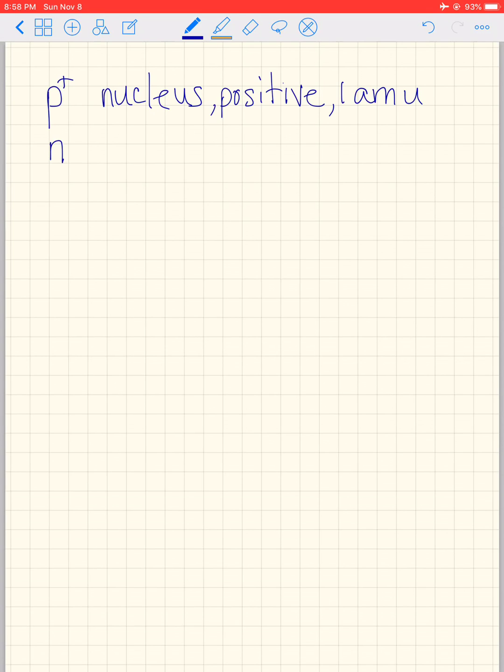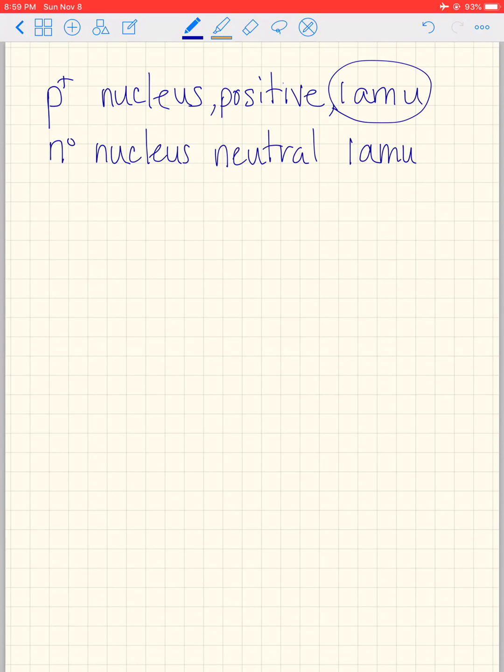So we have the neutron. The neutron also is in the nucleus. It is neutral. And ask yourself, what's the mass of a neutron? Hopefully you said 1 AMU. Now that's important because it's the total of all of the protons in the nucleus and all of the neutrons in the nucleus that give an atom its mass.